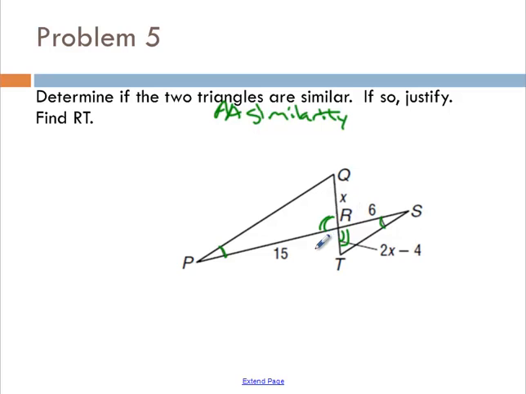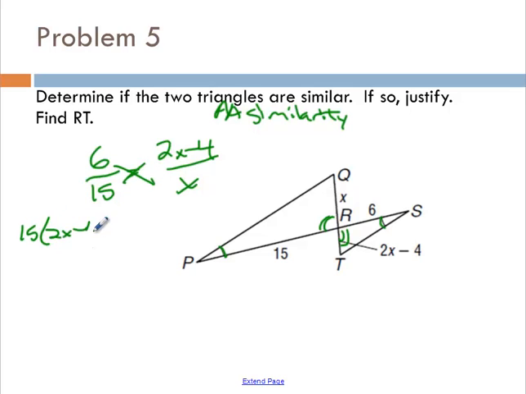And then because they're similar, I can set up a proportion. Notice how 6 is connected to the two congruent angles, as is 15. So 6 and 15 go together. And then 2x minus 4 and x go together. When I cross multiply, 15 times 2x minus 4 equals 6x.